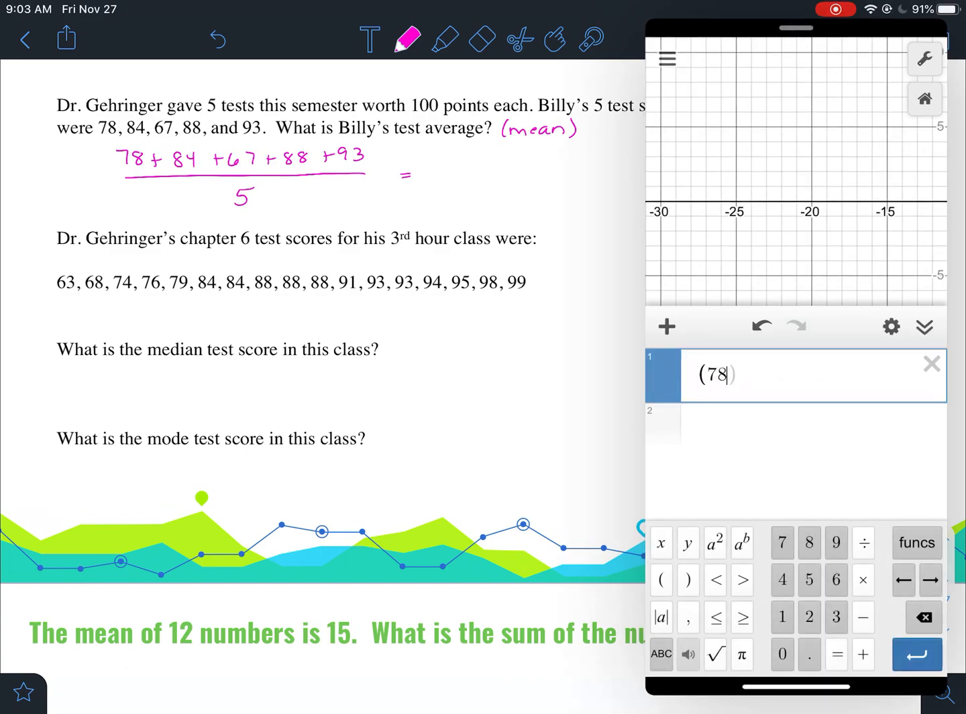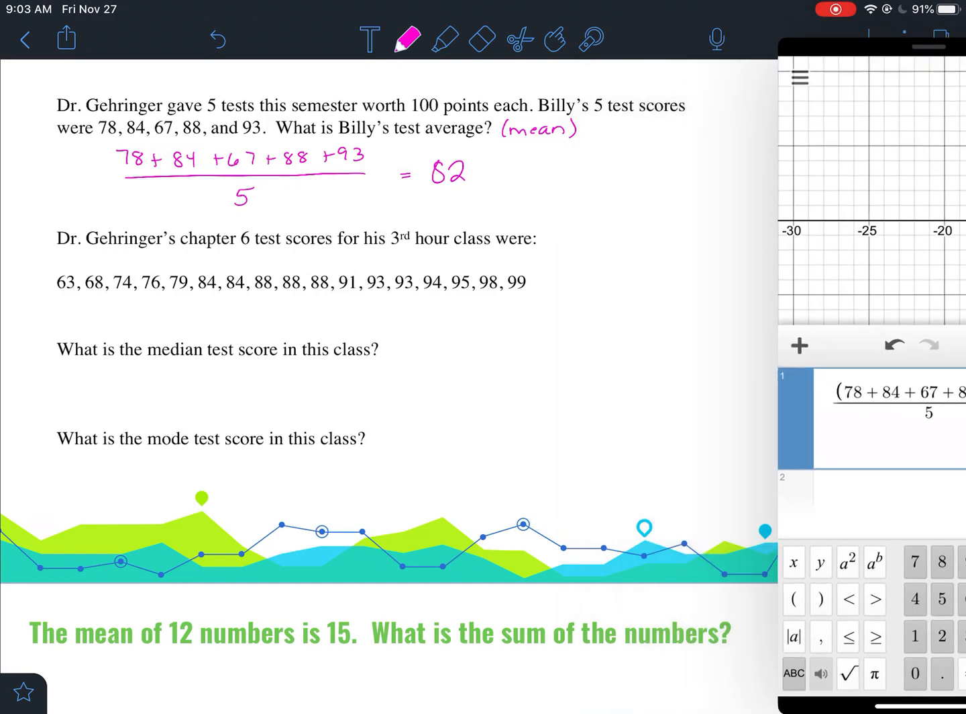I'll put it in parentheses: 78 plus 84 plus 67 plus 88 plus 93. And then we're going to divide by his total number of tests, which is 5. And so Billy's test average is an 82%.